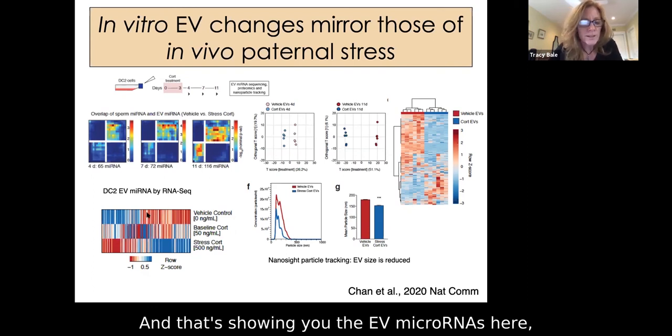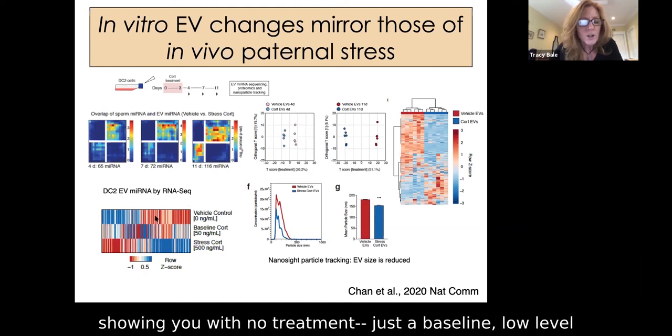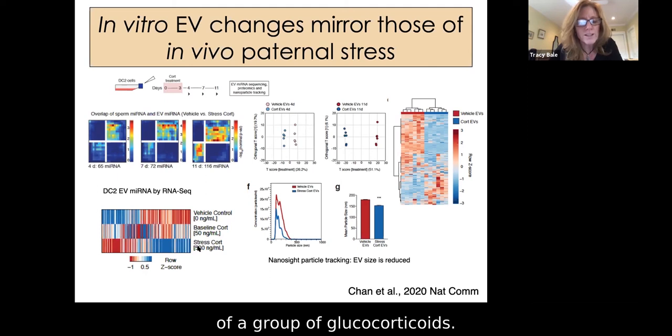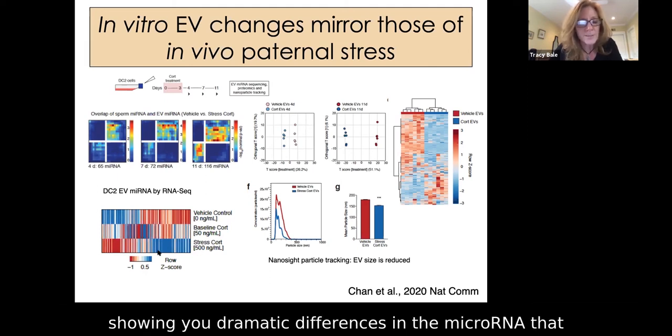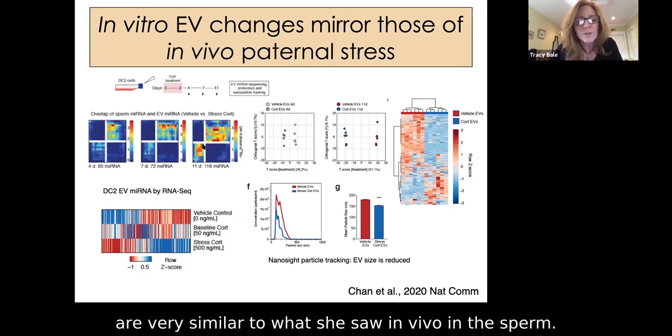And that's showing you the EV microRNAs here, showing you with no treatment, just a baseline low level of glucocorticoids, and then the stress level over those 3 days, showing you dramatic differences in the microRNA that are very similar to what she saw in vivo in the sperm.